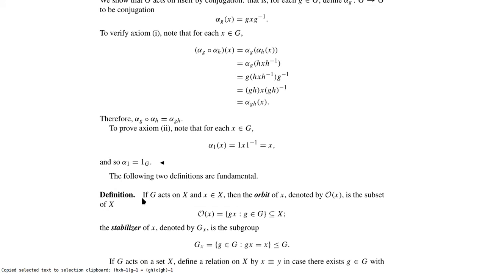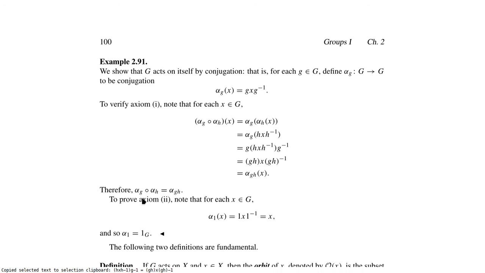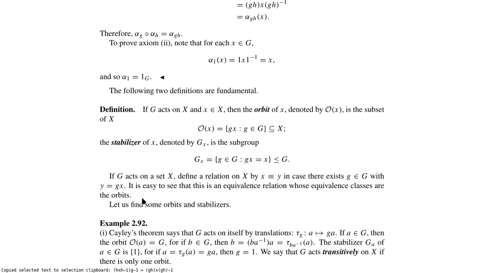Now for Axiom 2, you have to ensure that you have an identity. So for each x, alpha 1 of x, where 1 is the identity of the group, is just going to use again the conjugate 1x times 1 inverse, and that is x itself, right? So we're going to have that alpha 1 is the identity of the group itself. So this gives us how the conjugation works with the group actions.